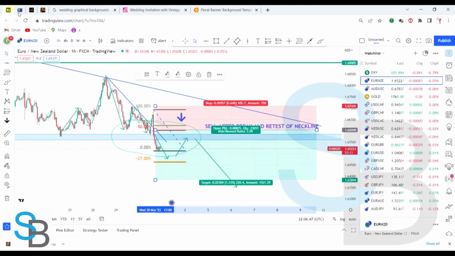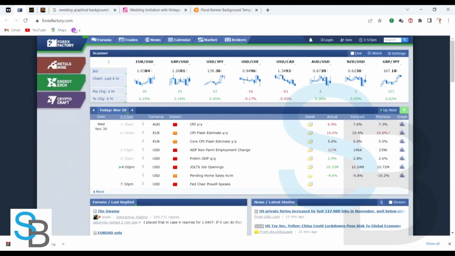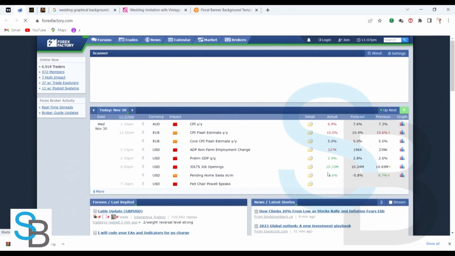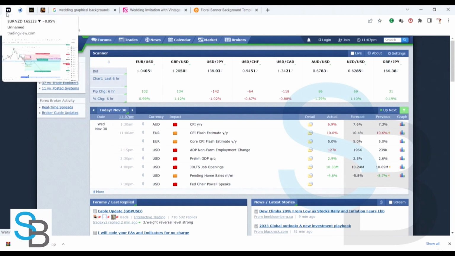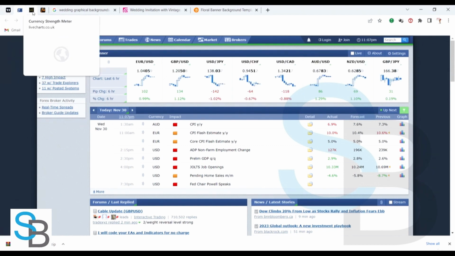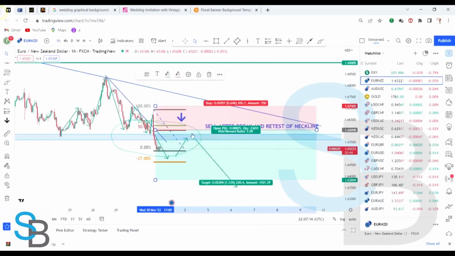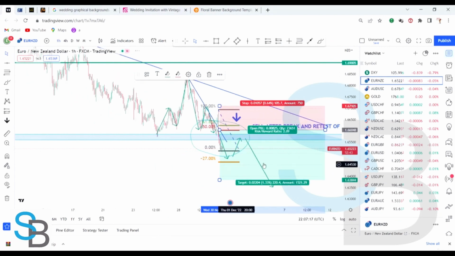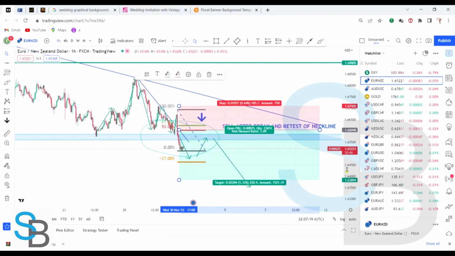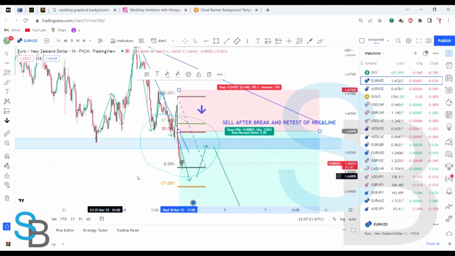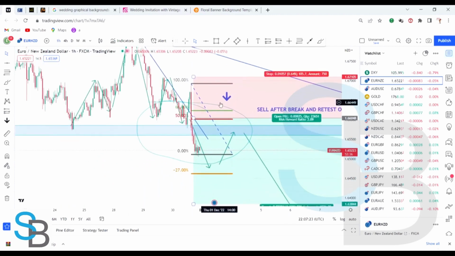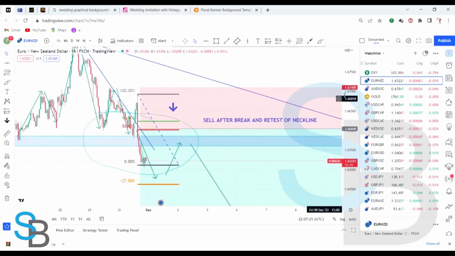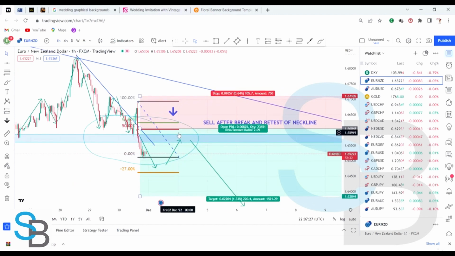Looking at the news today, all of it came in favor of the US dollar, but unfortunately something happened. I was stopped out on gold. I'm going to show you what happened later on. I just want to get this particular trade setup straight first.